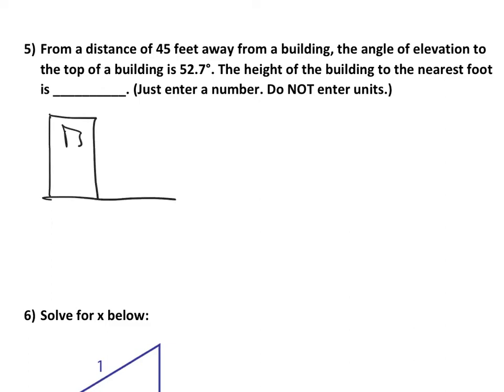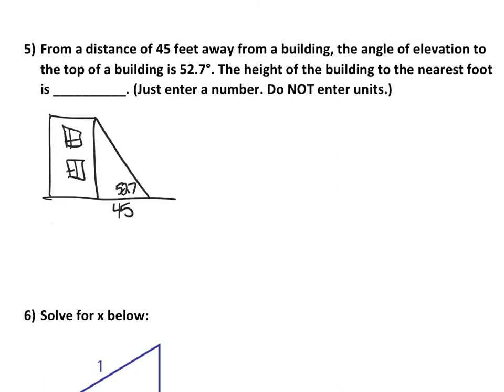Okay, so this is our building. Just put a couple windows so it looks like a building. Great. Okay, angle of elevation. Okay, from a spot 45 feet away. So 45 feet away, angle of elevation 52.7 degrees. What's the height of the building?